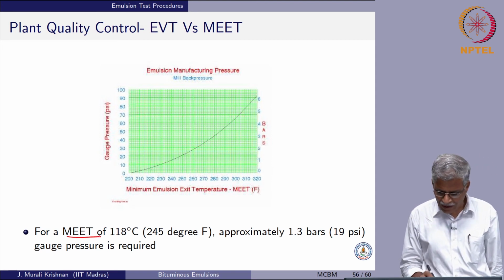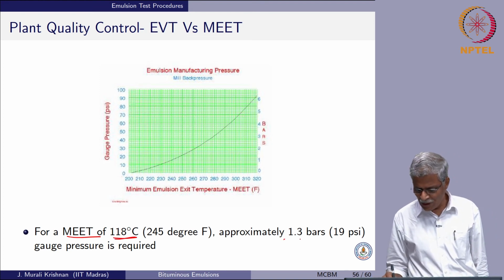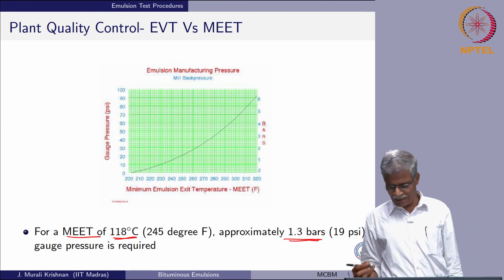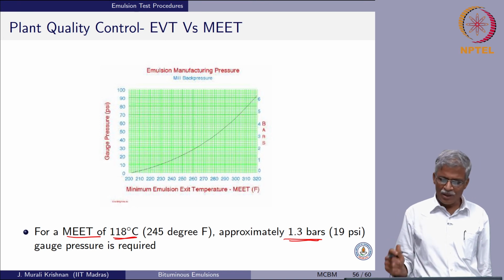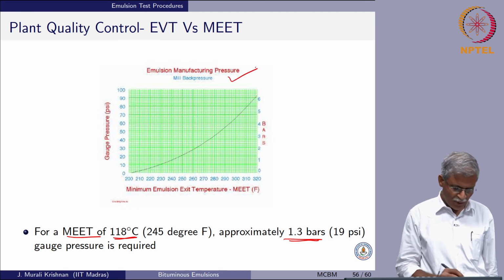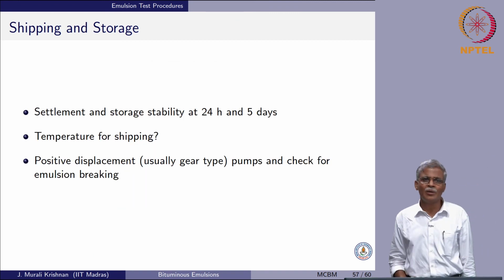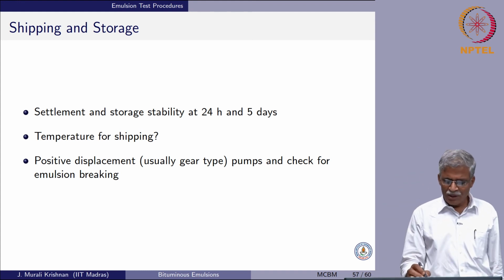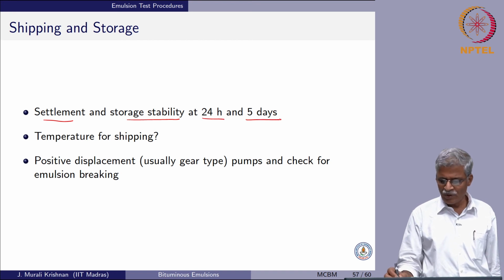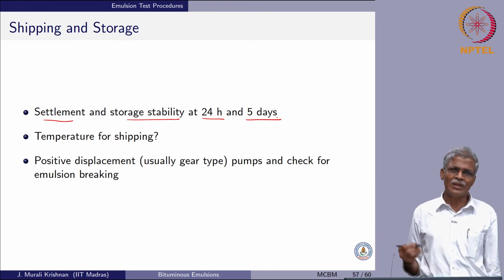So, for a melt at, let us say, 118 degrees centigrade, approximately you need to provide, let us say, 1.3 bars to get your emulsion at that particular temperature. So, this is the mill back pressure that you really need to understand. So, this is as far as the plant quality control is concerned. So, what about shipping and storage? You need to check for storage stability as well as settlement at 24 hours and 5 days. What about the temperature for shipping? Okay, will there be a constraint?